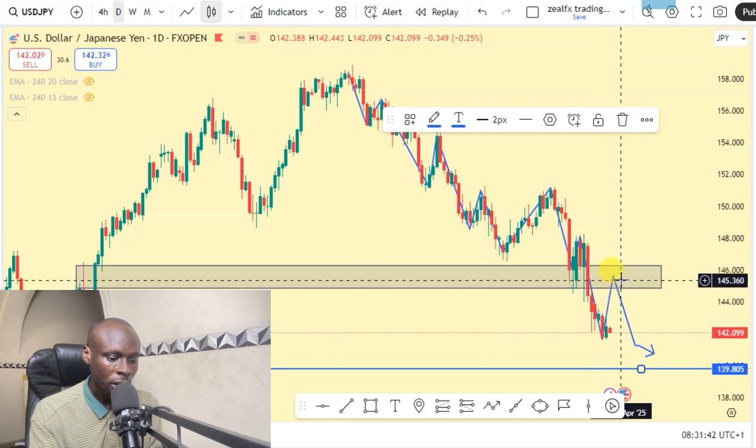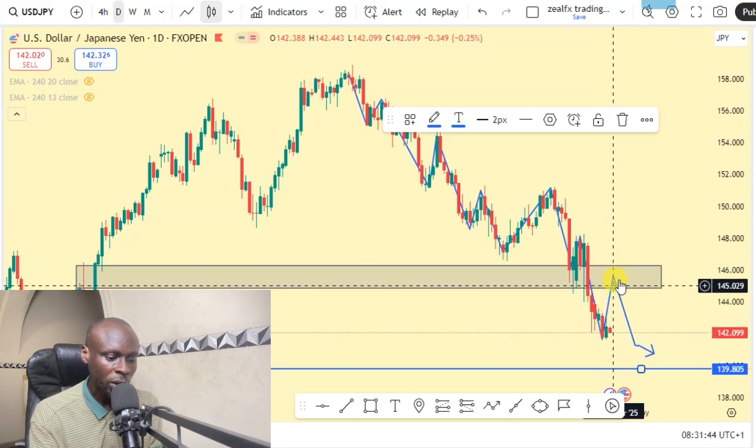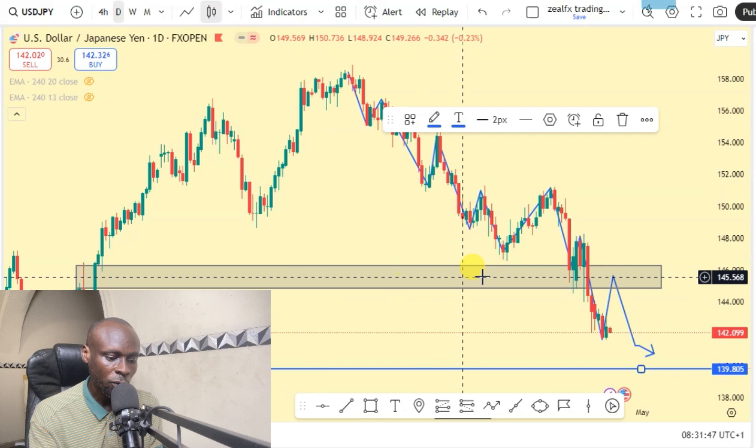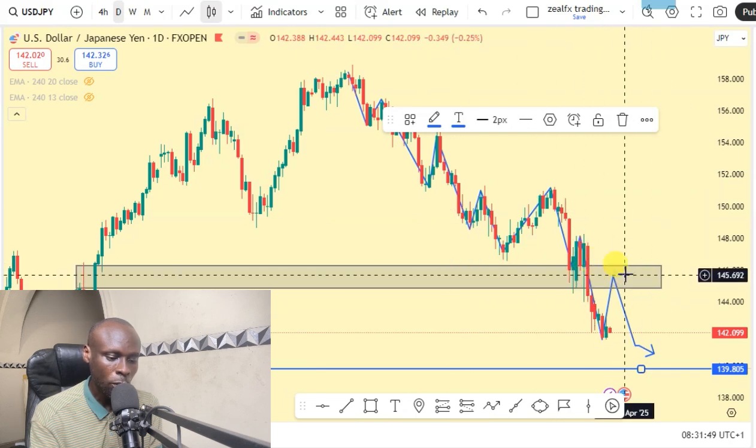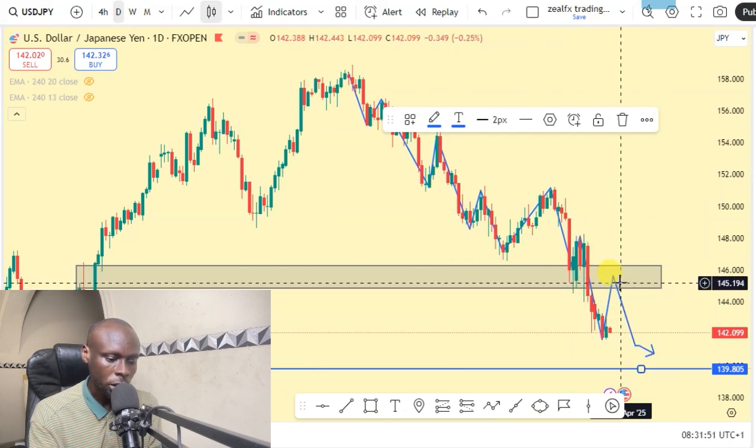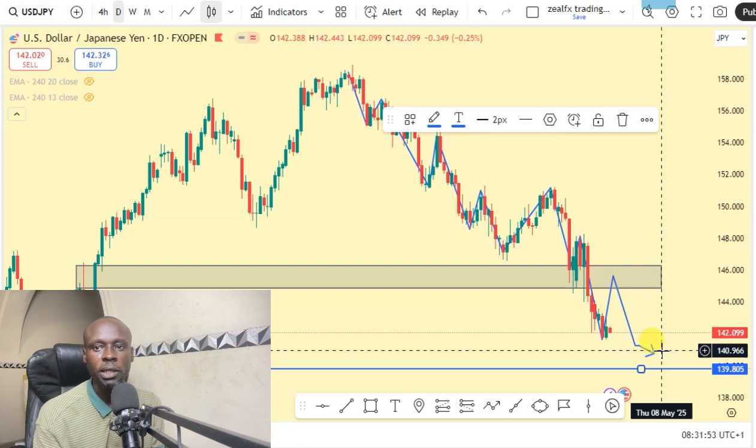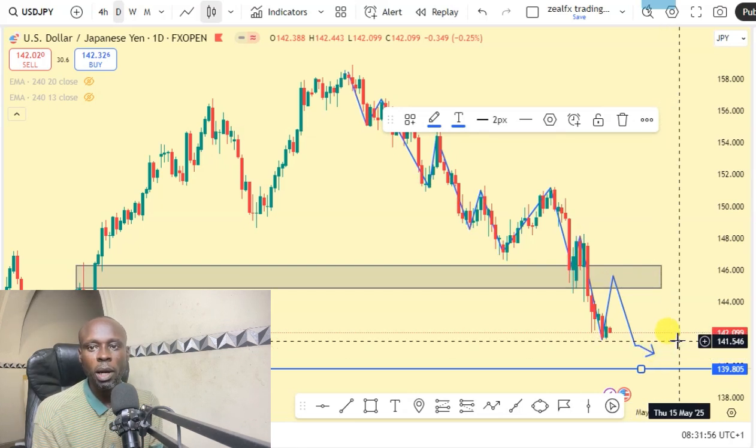But the selling opportunity must come from what? A resistance zone, this daily resistance zone, which is also a weekly resistance zone, because we look out for a selling opportunity on the USDJPY.